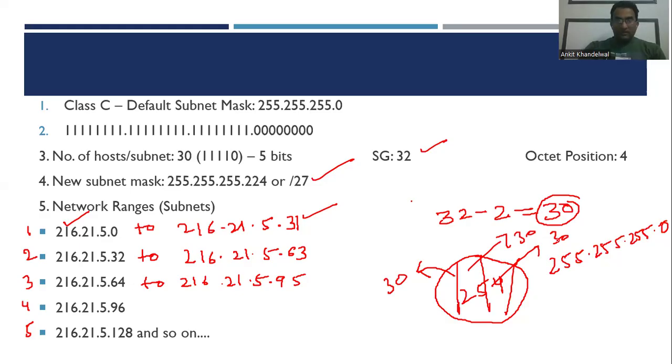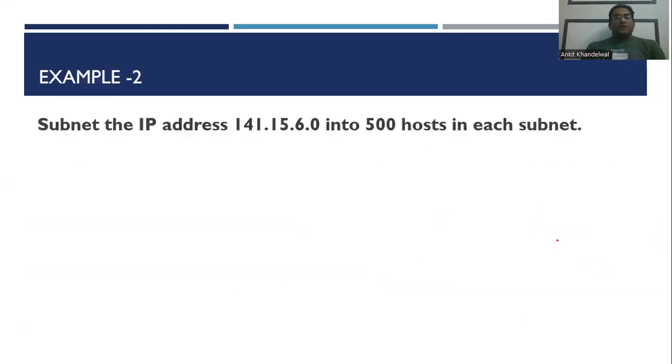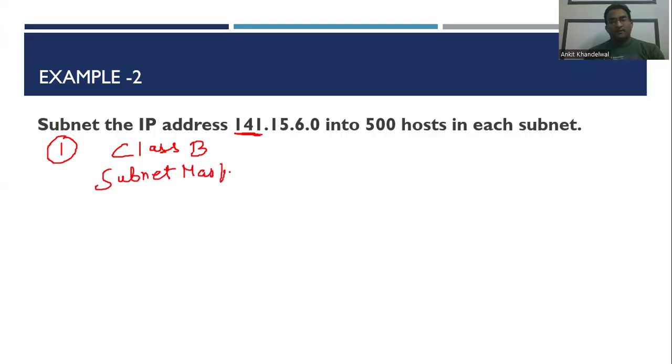Now, let us take one more example. We have the IP address 141.15.6.0 with 500 hosts in each network. Let us begin with this example. First of all, we identify which class this IP address belongs to. We have the number 141, which comes under class B. So this is an example of class B. Now, for class B, what is the default subnet mask?